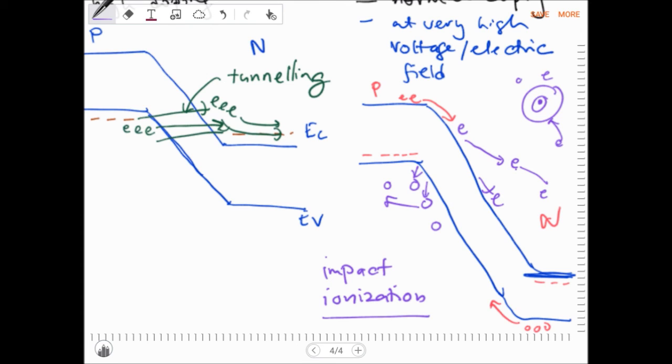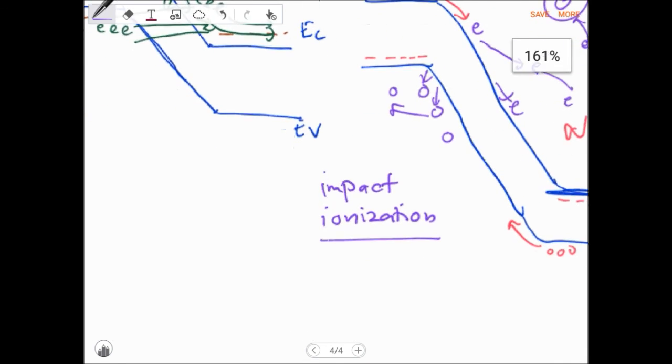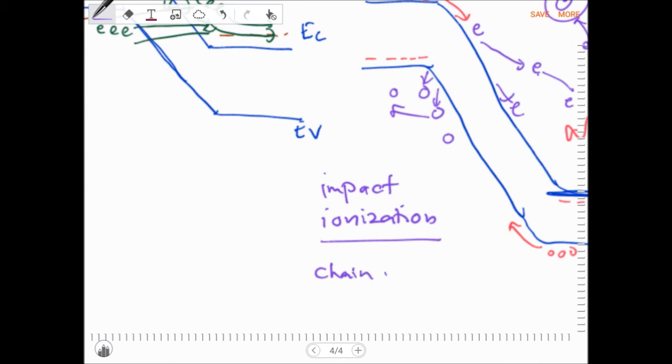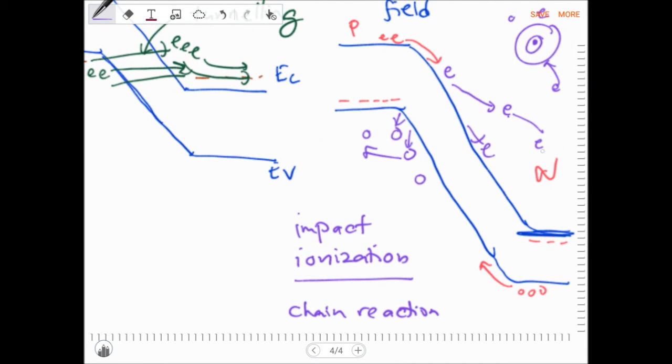So if this process occurs, it's similar to, if you remember, the nuclear reactor. I can't remember whether it's fusion or fission. It's either one. So it's similar to a nuclear chain reaction. One electron will hit an atom and release an electron hole pair. Another electron will hit another atom and create another electron hole pair. So you can imagine in a very short time, you suddenly have a lot of free carriers here due to impact ionization, and that's how breakdown occurs.